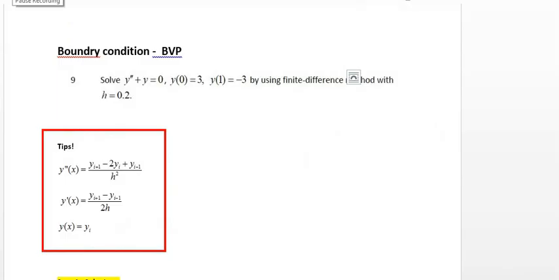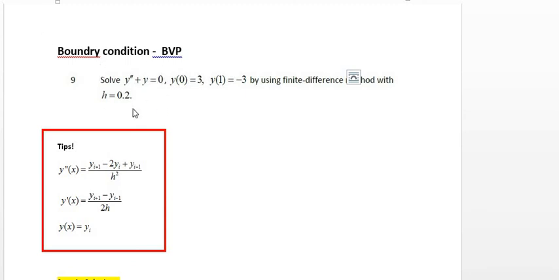So I will just go to the example for you to make sure that you really understand. Let's go straight to the exercise. Okay, try looking at this question. Solve y double prime plus y equals 0. So this is the equation given in second order.